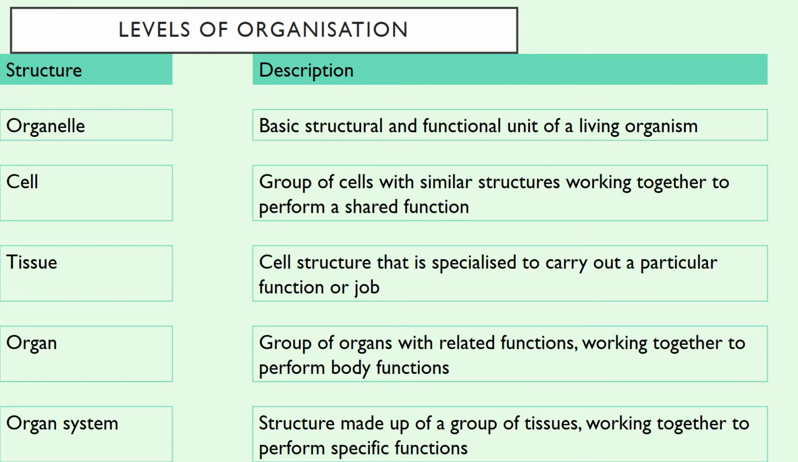Okay, so what I would like you to do for these levels of organisation is to write out the different structures: organelle, cell, tissue, organ and organ system. And then I would like you to match it to the description. Now you can do this using lines, or you can write them next to each other. So you're going to pause the video and match the structure to the description.